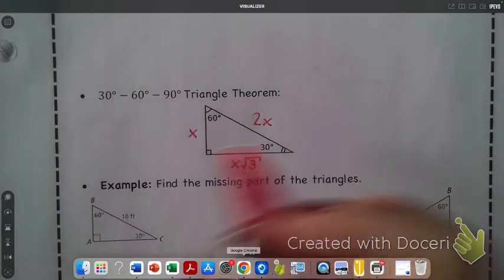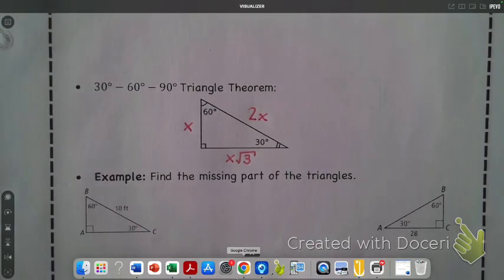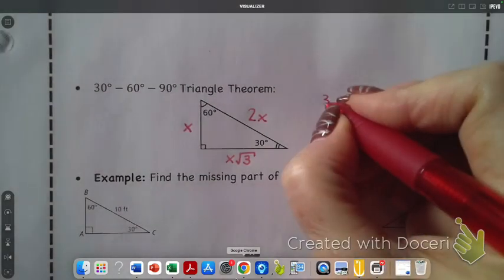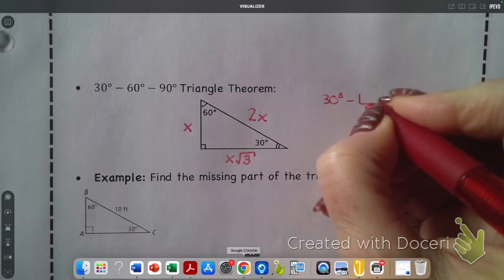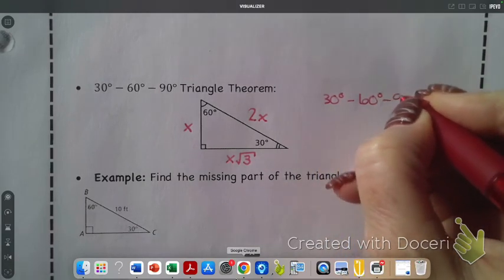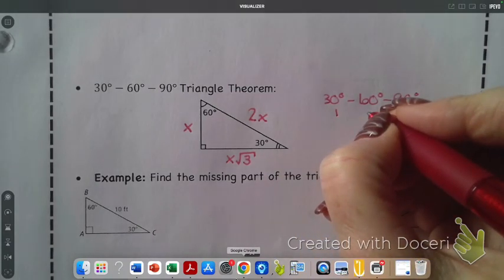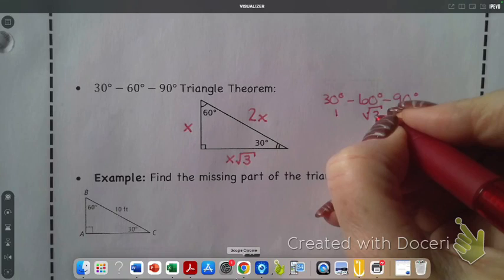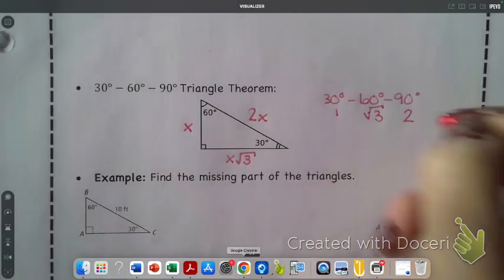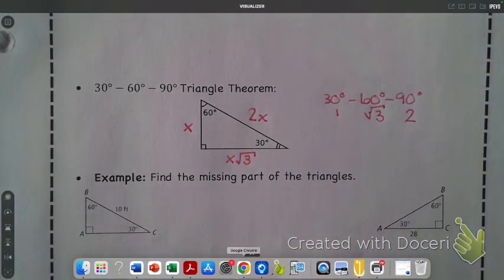So when I draw these on my piece of paper, because you may need this on your test, this is what you do. You write 30-60-90, and you write 1, square root of 3, and 2. And what goes with all of them? An x, right? Okay. So if you remember 30-60-90 is 1, square root of 3, 2, the 1 is smaller than the square root of 3.